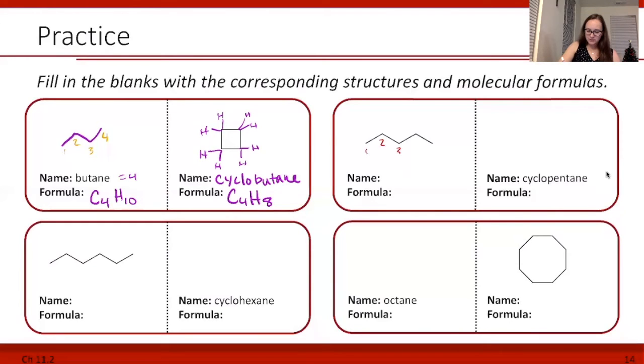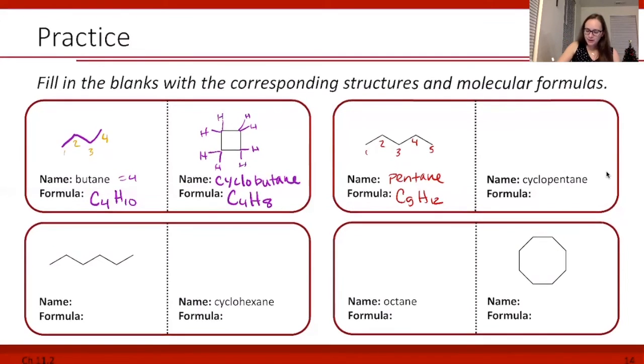Okay, let's move to the right and do our next one. We're going to do 1, 2, 3, 4, 5 carbons long. That means the name is pentane. Chemical formula is C5H12. Now we're going to go into the cyclized version. We're going to make a shape that is a circle but has 5 points, so it's going to be a pentagon. So we have 5 points, 5 carbons all connected in a cycle. Our chemical formula, minus 2, is C5H10.